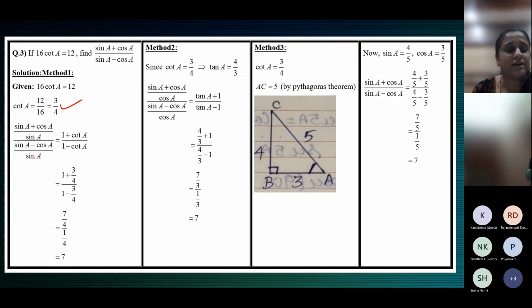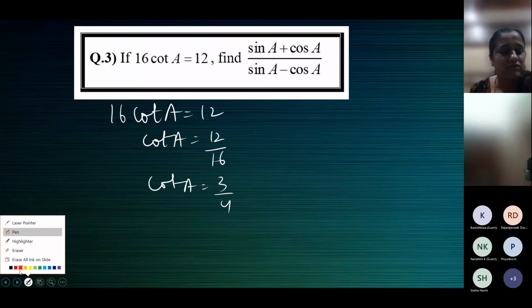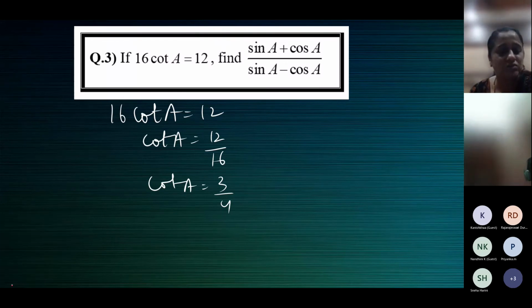Divide both the numerator and denominator by sin A. That's what you see here. Now you will wonder, how can you divide like that? That's what we always do. Now look at this.